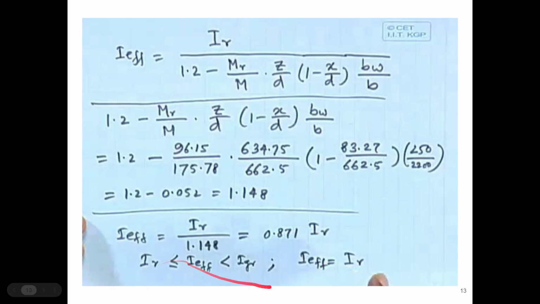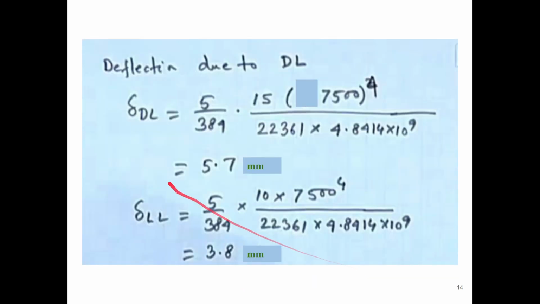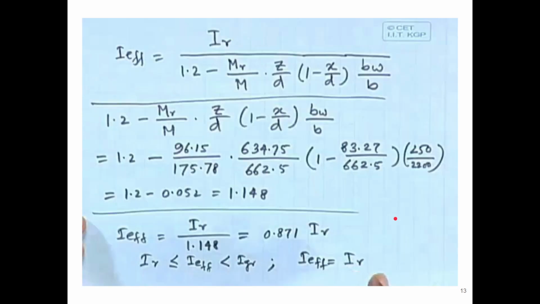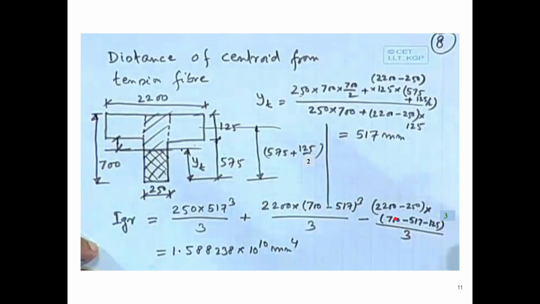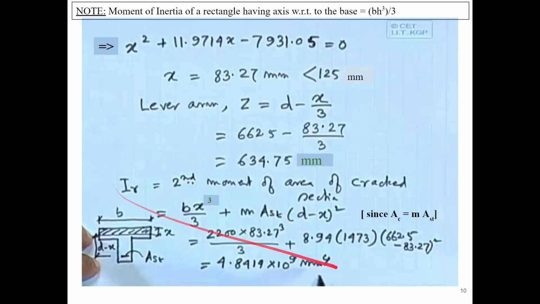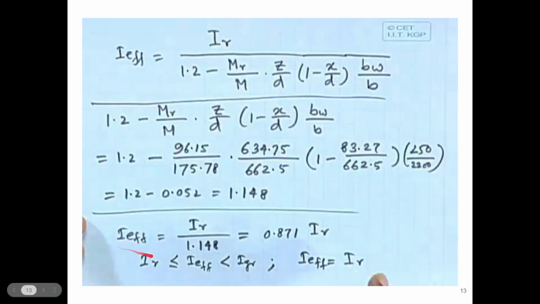But according to this condition, the I effective value can't be less than Icr. It has to be either equal or greater, and it has to be less than Igr. So it is less than Igr, but it can't be less than Icr. Therefore I effective has to be equal to Icr. So the Icr value is how much? 4.8414 into 10 to the power 9 millimeter to the power 4. So the I effective value will also be the same as the Icr value.